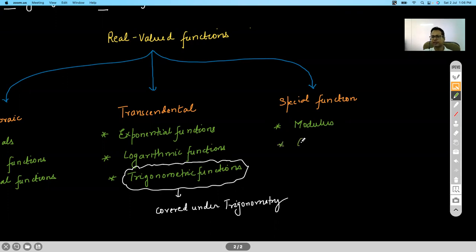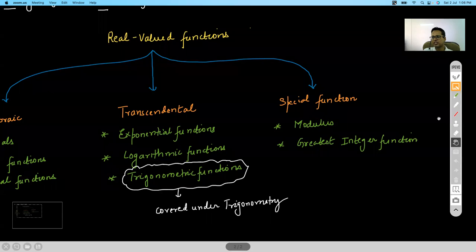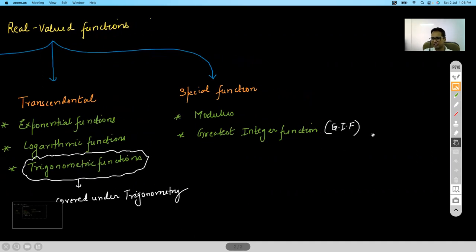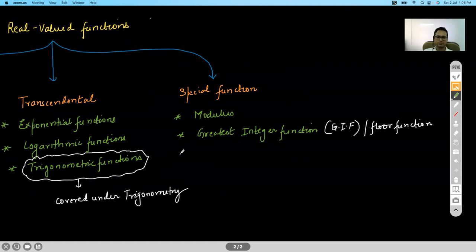We'll be covering the greatest integer function. Okay. This function is also sometimes called the GIF function, GIF, the greatest integer function. Okay. Many books will also call it the floor function. Why is it called the floor function? We will discuss it when we actually reach this function.